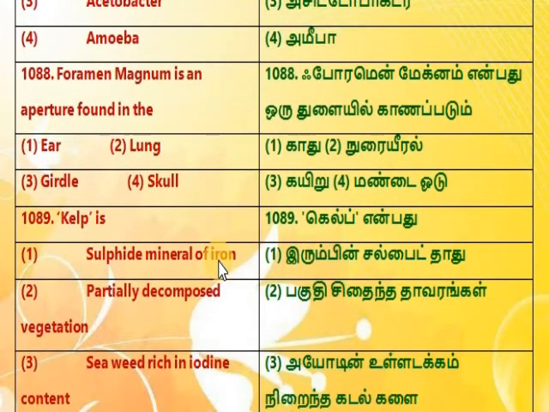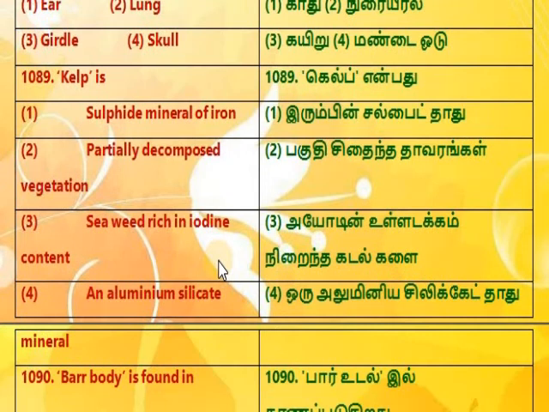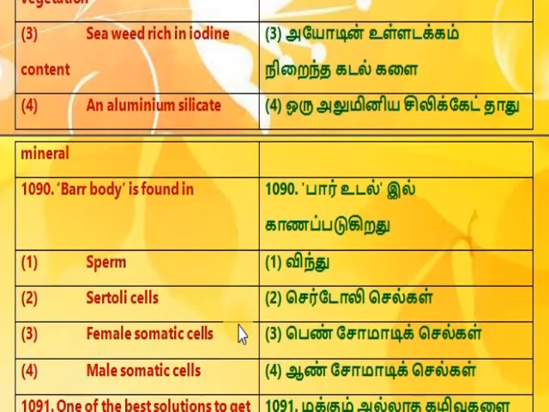1088. Foramen magnum is an aperture found in the 1. Ear. 2. Lung. 3. Girdle. 4. Skull. 1089. Kelp is 1. Sulfide mineral of iron. 2. Partially decomposed vegetation. 3. Seaweed rich in iodine content. 4. An aluminium silicate mineral.